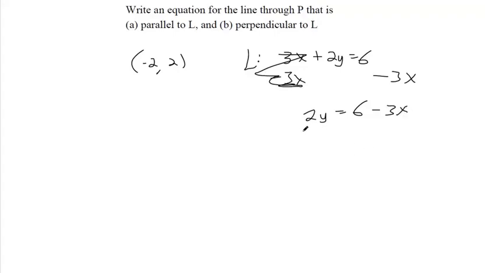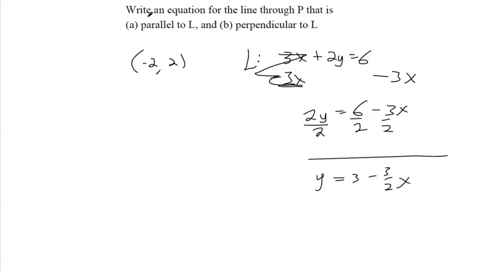And I'm still trying to get y by itself. That says 2 times y equals all this stuff. So the opposite of multiplying by 2 is dividing by 2. I want to divide everything by 2. So we get y is 3 minus 3 halves x. So now we know the slope. Now we can start answering the question.